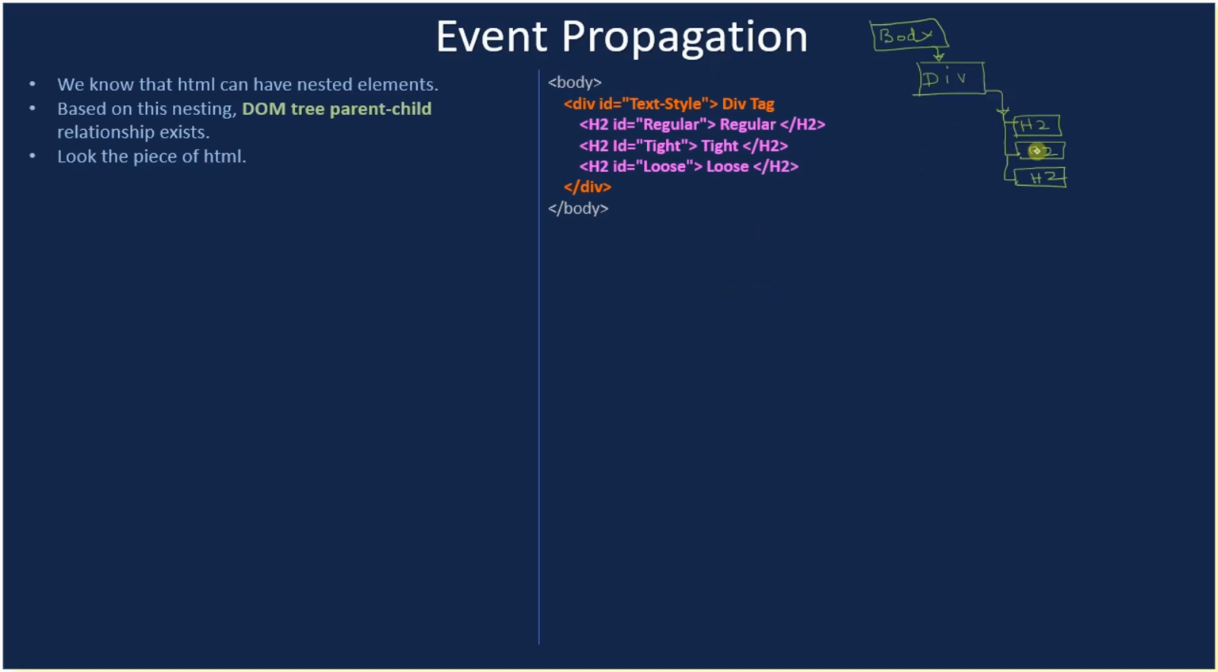For div, there are 3 children, or all these h2 elements are nested inside the div. So the parent for all these 3 h2 is the div tag. Similarly, the parent for this div tag is body. Here, the div tag contains 3 h2 tags as children. In jQuery, the event propagates from child to parent. This is the child, right? From here, it will propagate to the parent.